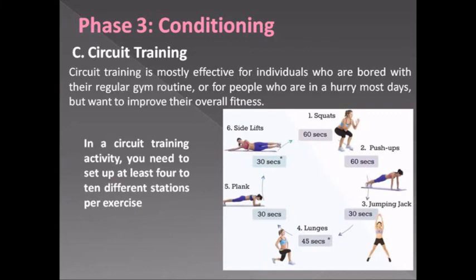In a circuit training activity, you need to set up at least 4 to 10 different stations for exercise. Here we have 6 dito sa example. The squats, push-ups, jumping jacks, lunges, plank, and side lift. And as you can observe, ito yung mga activities na hindi mo kailangan ng equipments, kundi sarili mo lang. Or let's say na, it really helps for you to make your exercise routine possible kasi wala ka nang hahanapin ng mga equipment.